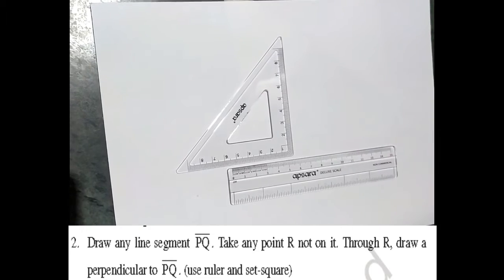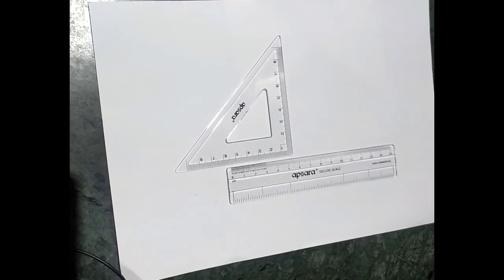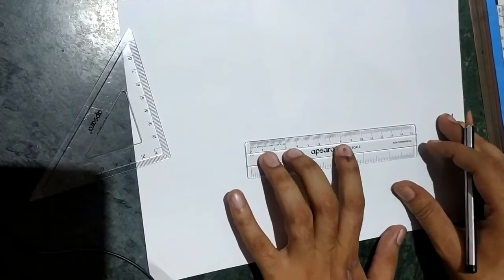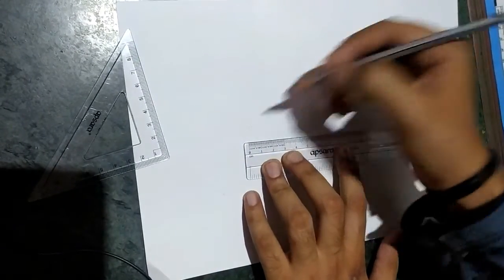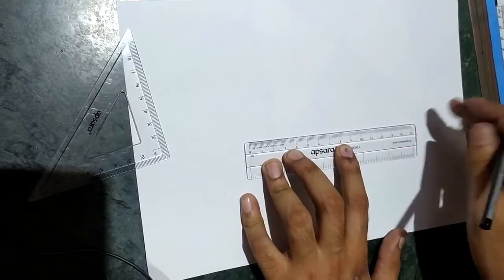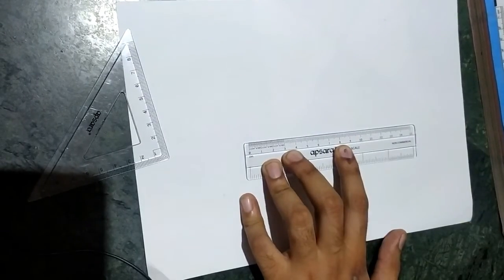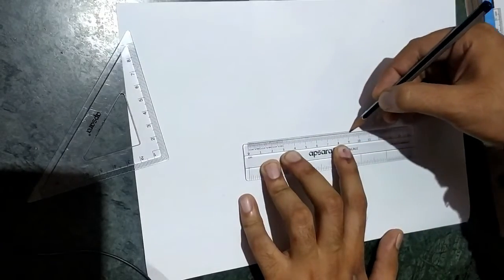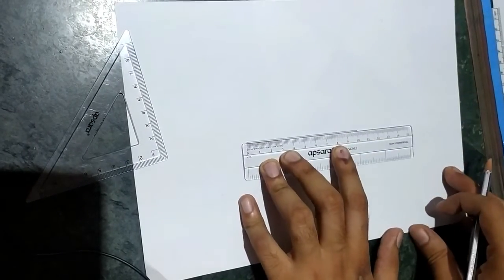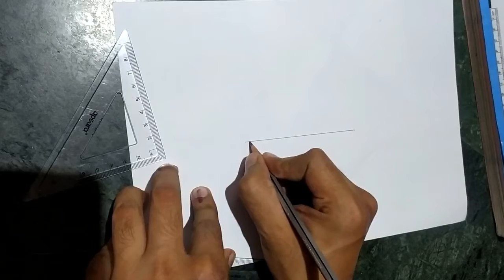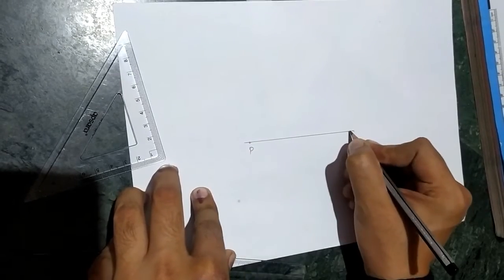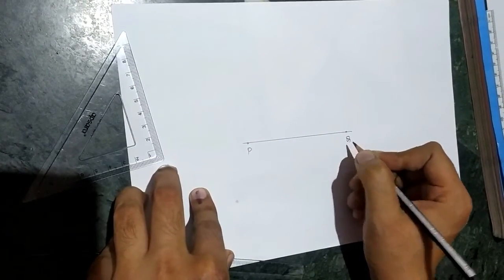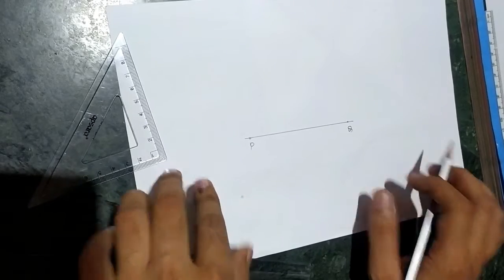Okay, so first step, draw a line segment PQ. With the help of ruler and pencil, you have to draw a line segment PQ. Here I am drawing the line segment PQ of 10 centimeters. So this is the point P and this is the point Q. So this is the line segment PQ.